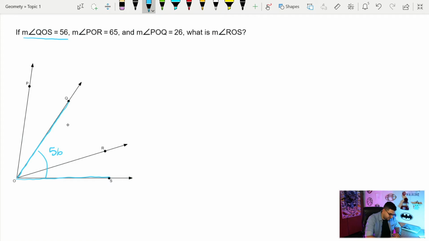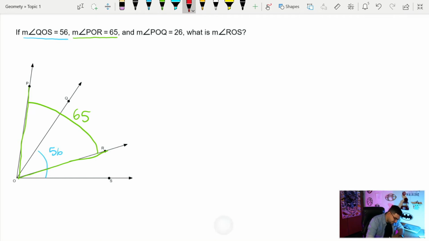I'm going to erase the lines. So they're saying if that angle is 56, and if angle POR, so let's highlight that one. If angle POR, so this is a bigger angle. They're saying if this angle, right there, it's a pretty big angle, is 65. Okay.